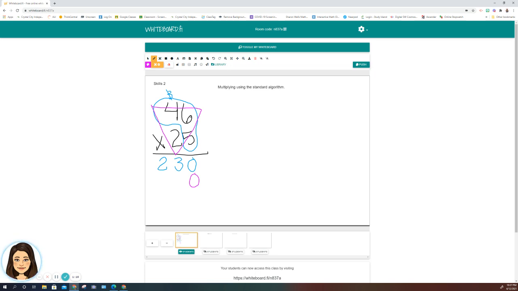20 times 6. 2 times 6 is 12. 1 on the top, 2 in the tens place. 20 times 40, so 2 times 4 is 8, plus 1 is 9. Then we add our two products. 0 plus 0. 3 plus 2 is 5. 9 plus 2 is 11. So your answer is 1,150. Let's go ahead and do a 3-digit by 1 digit.